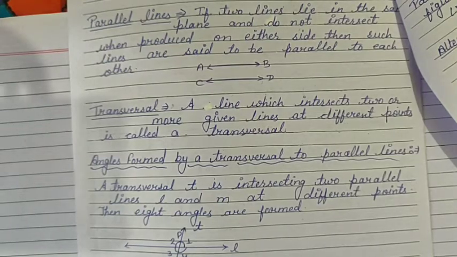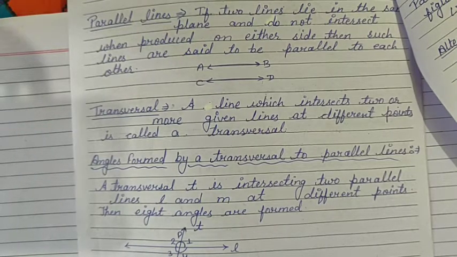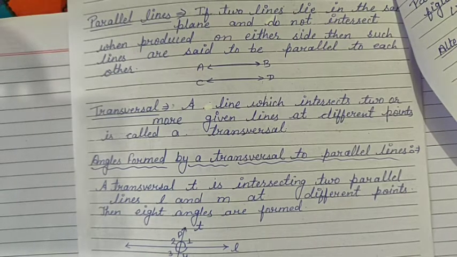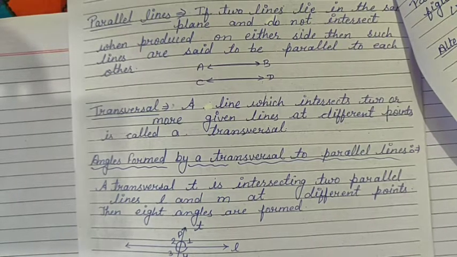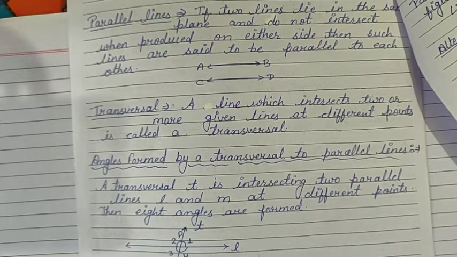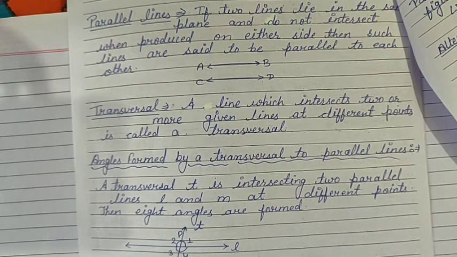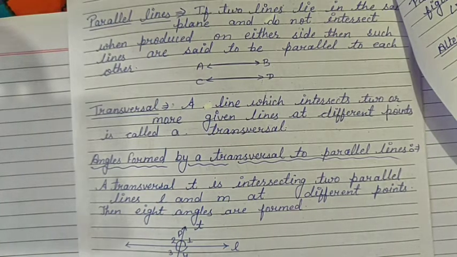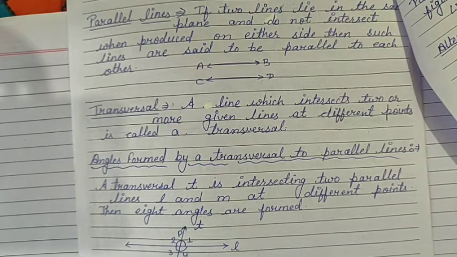Hello students, we were doing our chapter lines and angles. Students, in our previous video we did adjacent angles, supplementary angles, complementary angles, linear pairs of angles and vertically opposite angles. And today we will do transversal and parallel lines and angles formed by a transversal to its parallel lines.